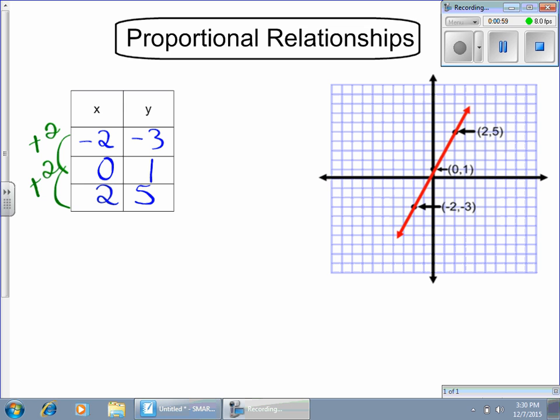Now let's look at the change in y. From -3 to 1, you add 4. From 1 to 5, you add 4. So it looks like the y's are going up by 4.